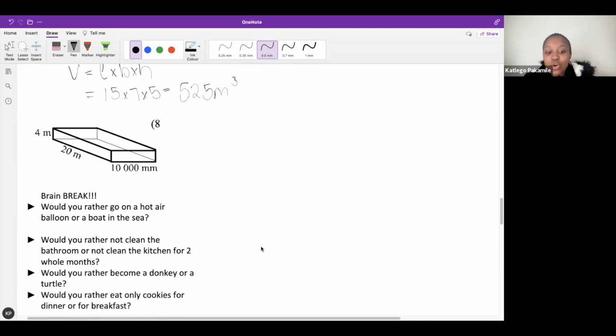Nikita, would you rather eat only cookies for dinner or for breakfast? Nothing else, just cookies. I would eat it for breakfast. Nikita, have you ever been hungry at school? Yes, ma'am. Guys, morning hunger is the worst because you have to interact with people. I'm not a morning person, ma'am. Especially when I'm hungry.